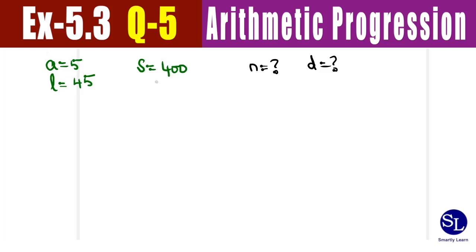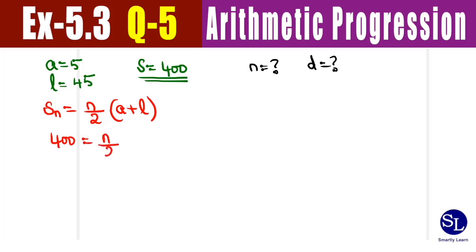So first let's use this data of S and write that in formula notation. Sn is equal to n by 2 into (a plus l). This time I'm using this formula because these two data are given to us. So first let's substitute the values that we know. 400 is equal to n by 2 into (5 plus 45). So 400 is equal to n by 2 into 50.